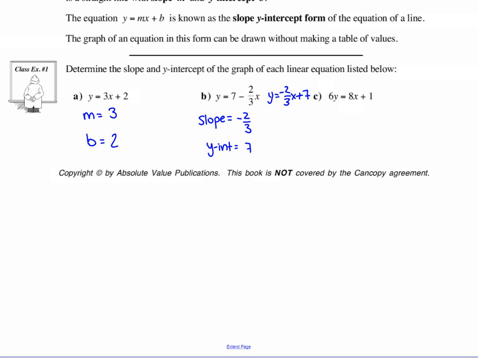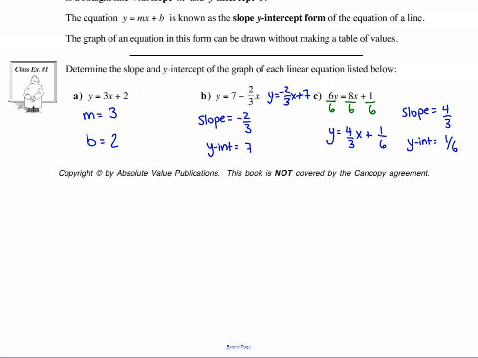Can we look at this and find the slope and y-intercept yet? No, what do we have to do? Divide everybody by 6. Y equals, can that reduce? What does it reduce to? 4 over 3 x plus 1 over 6. So slope is 4 over 3. Y-intercept is 1 over 6. Okay?